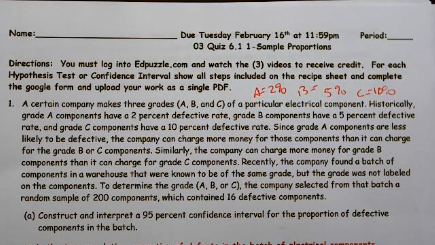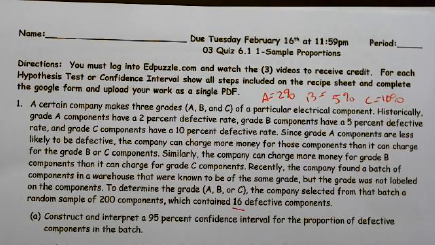To determine grade A, B, or C, the company selects from that batch a random sample of 200 components, which contained 16 defective components. So basically, they found an unlabeled box, and they took a random sample of 200, and 16 out of the 200 were defective.